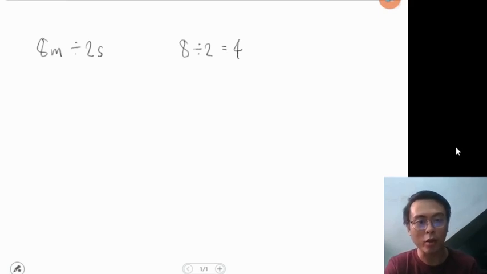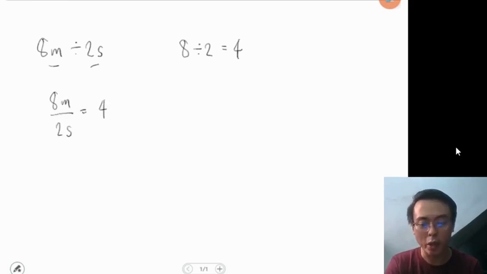But when we are already including units, they should also appear at the other side of the equation to make it true. If we divide 8 meters by 2 seconds, the answer is 4, but we also need to include the units, meters per second.